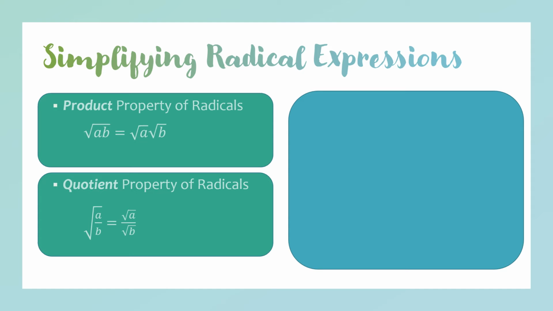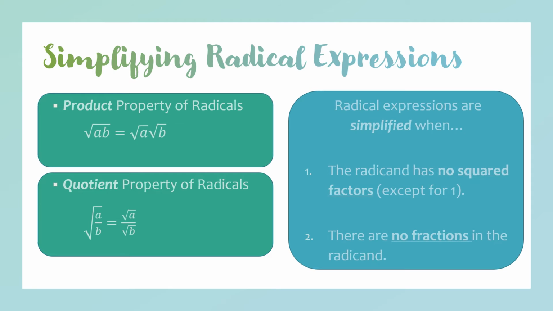Now these are going to be really important when we start thinking about simplifying. Just like that example where it was square root of 8, I used the product property of radicals to split 8 into 4 and 2, so it was an easier one to simplify. But the question is, how do I know when I'm done? How do I know when they're simplified? Radical expressions are simplified when the radicand has no squared factors except for 1.